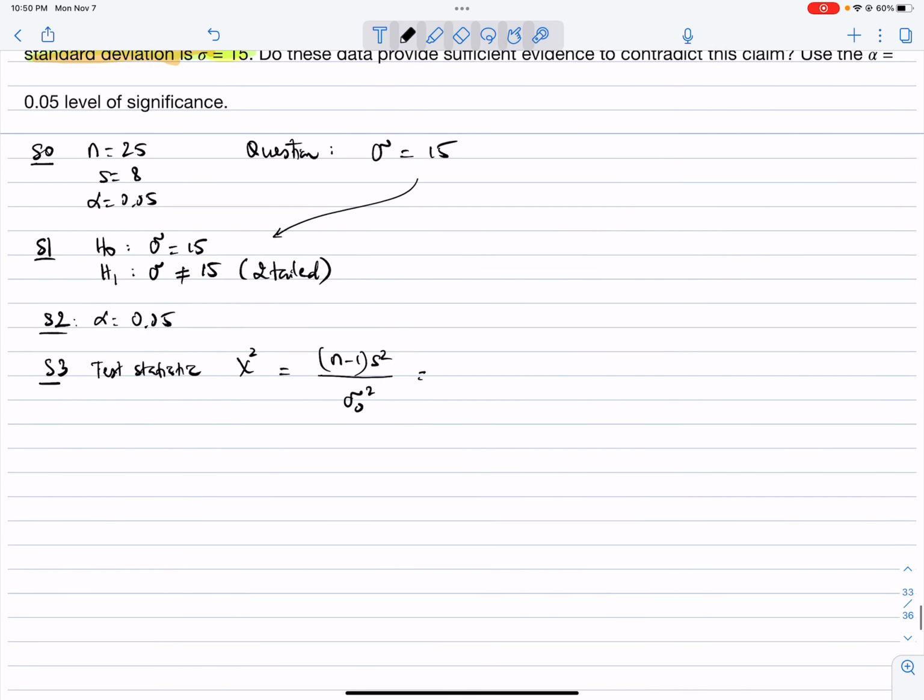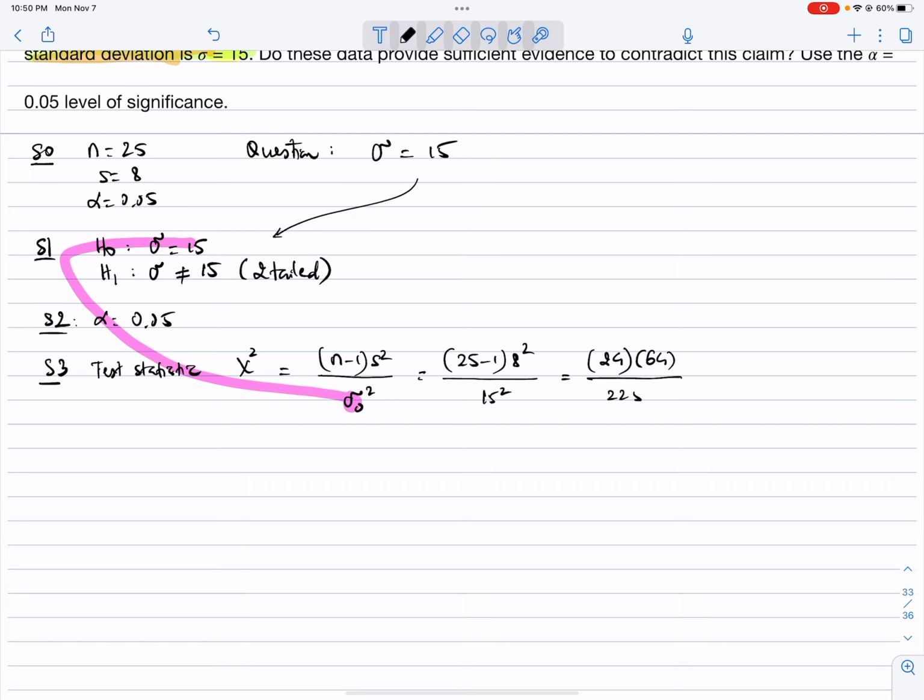Now let's plug in the numbers. n is 25, minus 1, s is 8 squared, divided by sigma naught. Under the null we use 15, so 15 squared. This is 24 times 64 divided by 225, and it is equal to 6.83.